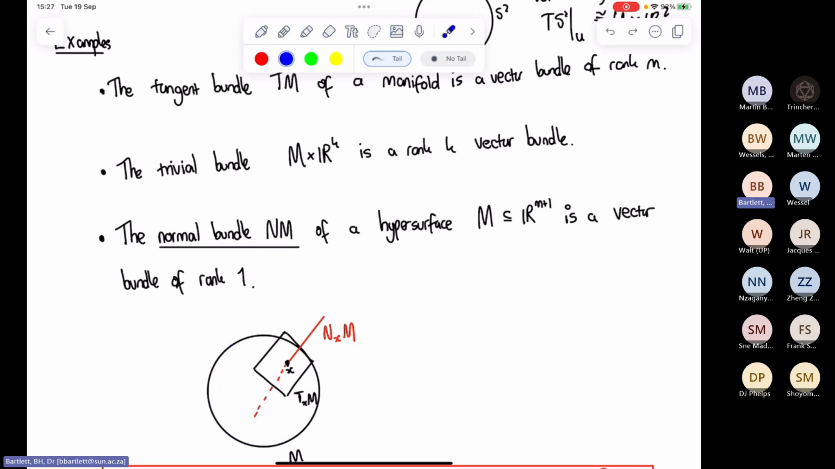over the surface M. And in fact, the hypersurface is called orientable, which we will define later, if and only if this normal bundle is trivial.